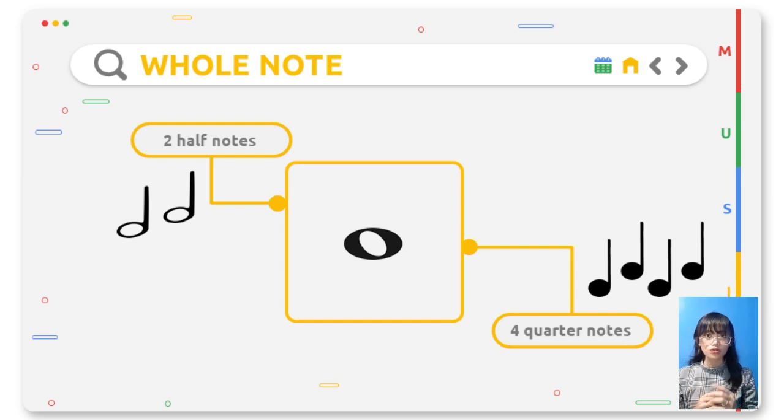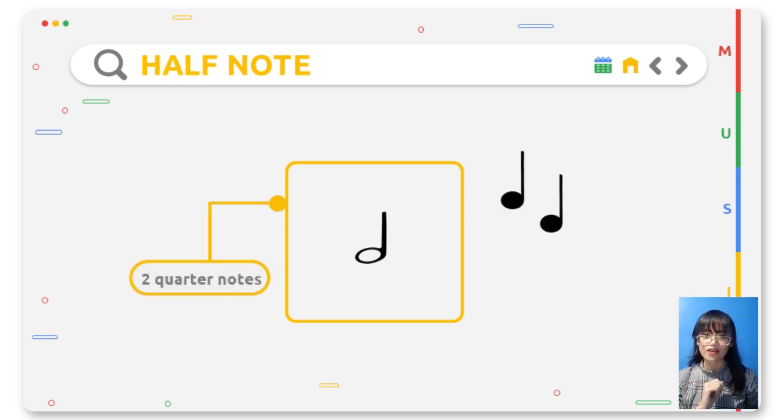Then also 1 whole note is equivalent to 4 quarter notes. Quarter note, 1 second. So as easy as that, 1 whole note is equivalent to 2 half notes or 4 quarter notes. Now the half note: 1 half note is equal to 2 quarter notes. As easy as that. And the quarter note, we don't need to lengthen it any further. 1 quarter note, 1 second.